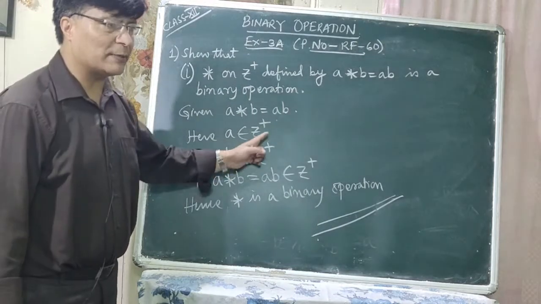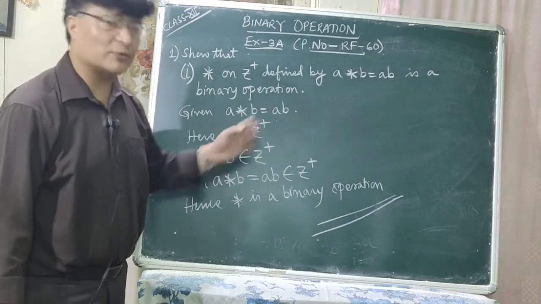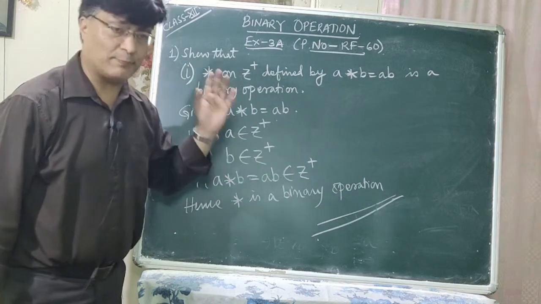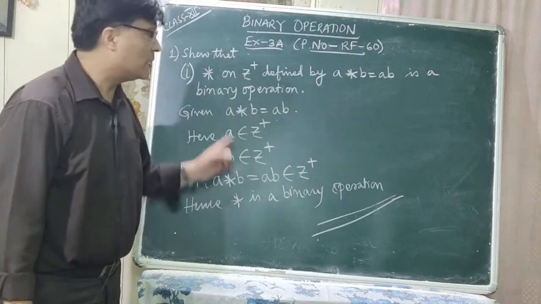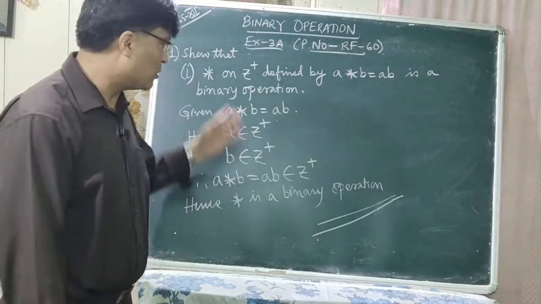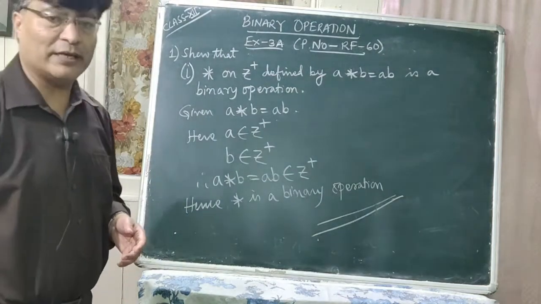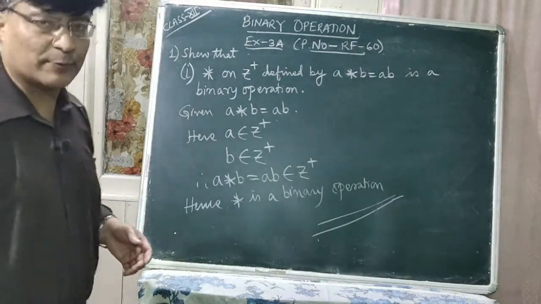If A belongs to Z plus and B belongs to Z plus, then A star B is equal to AB should belong to Z plus. So this operation star here is a binary operation. So this is the method. So this is how to show that star is a binary operation. So we'll do the next problem now.